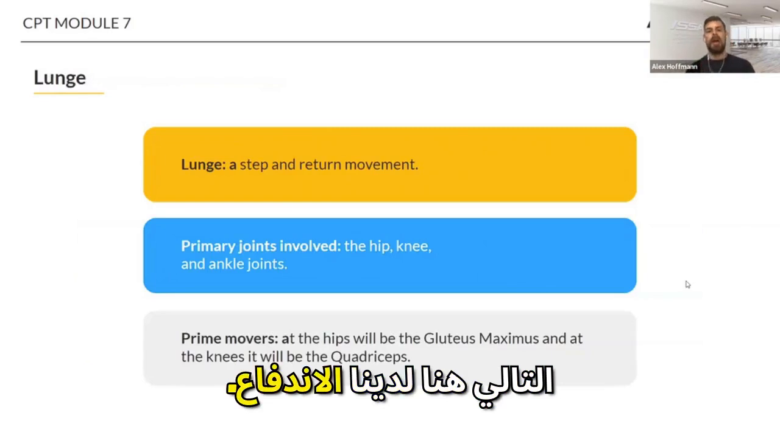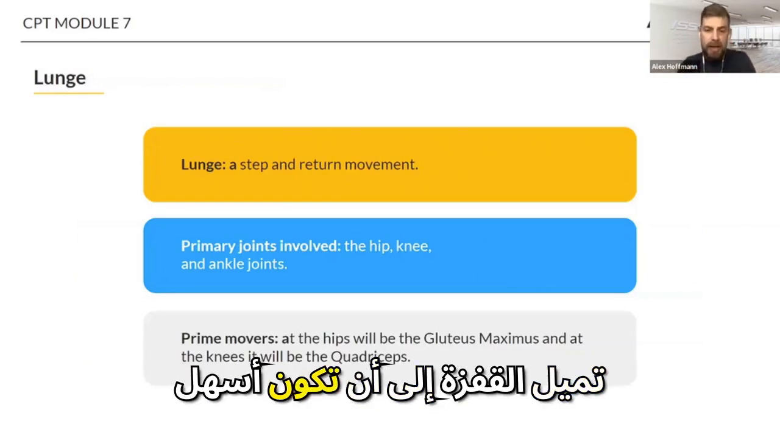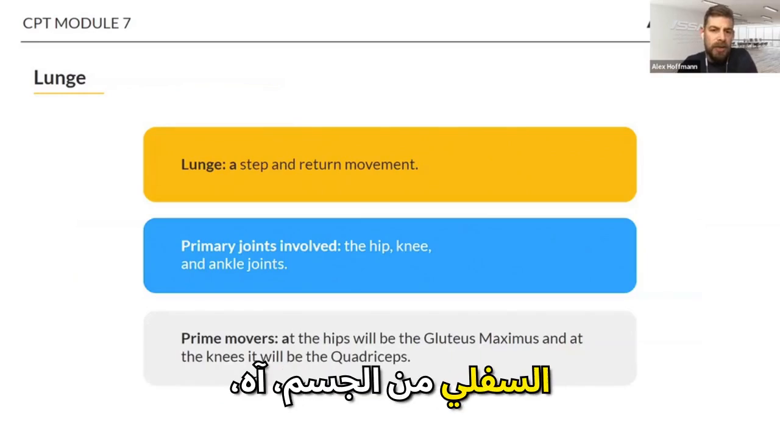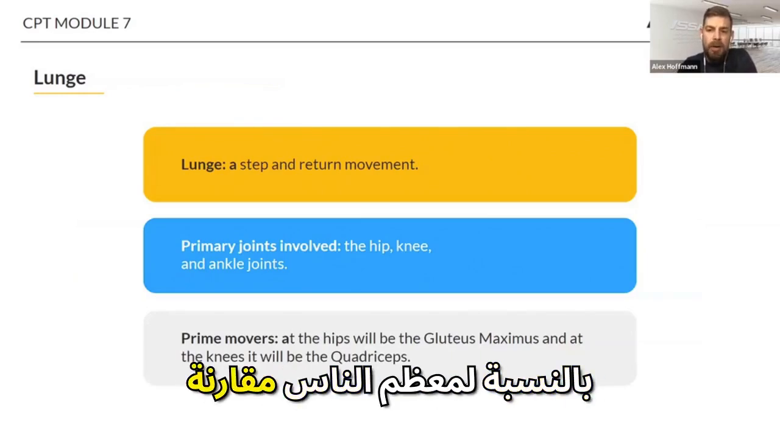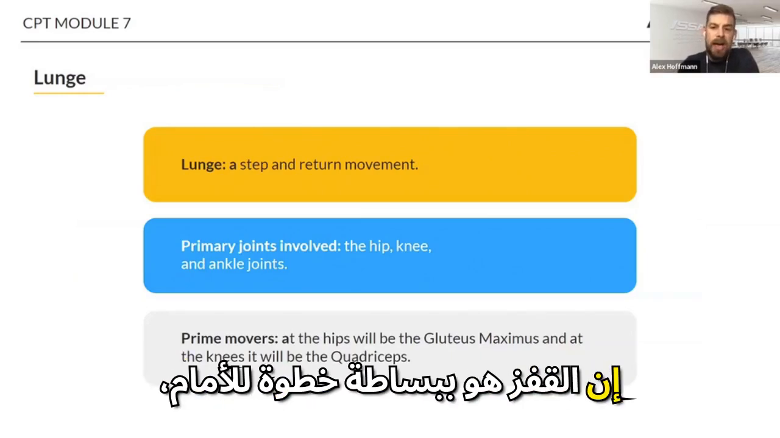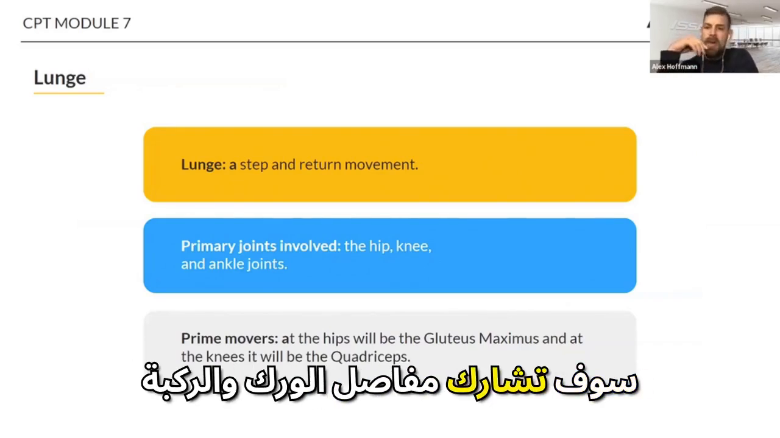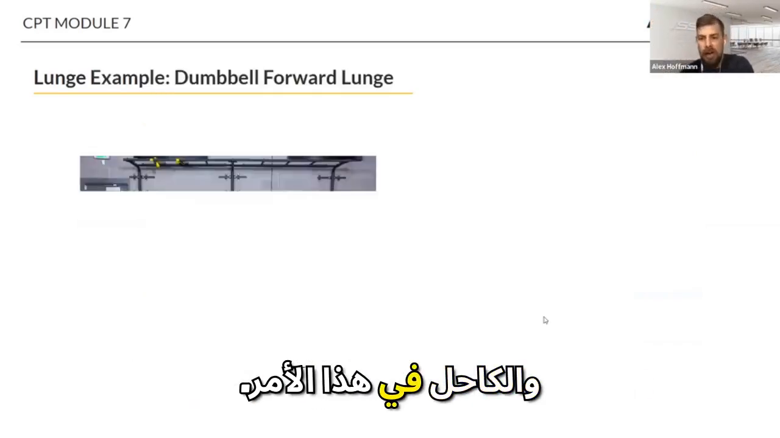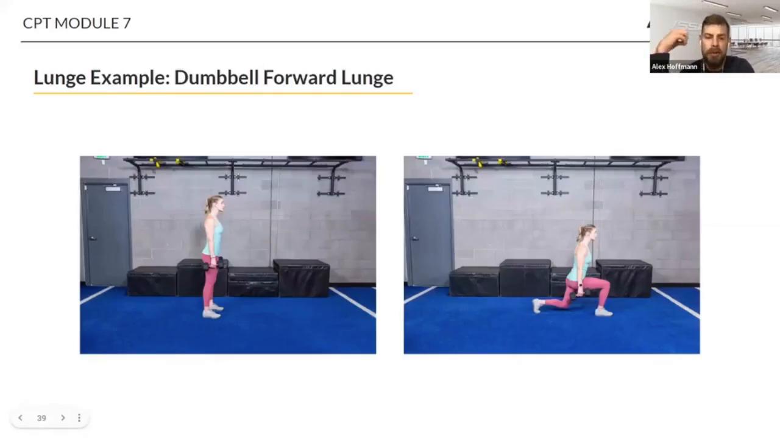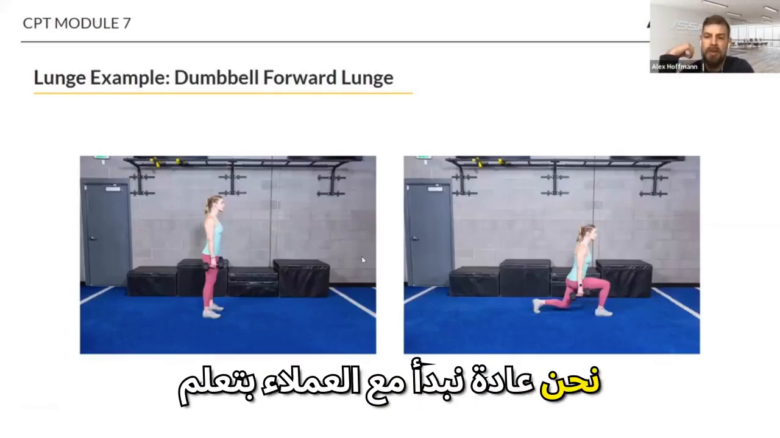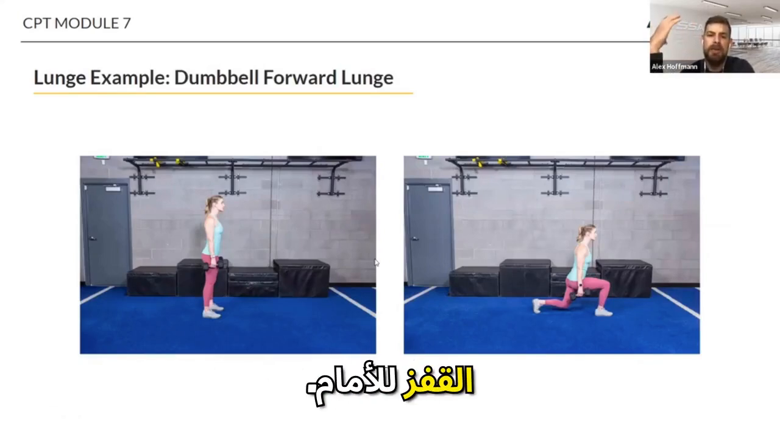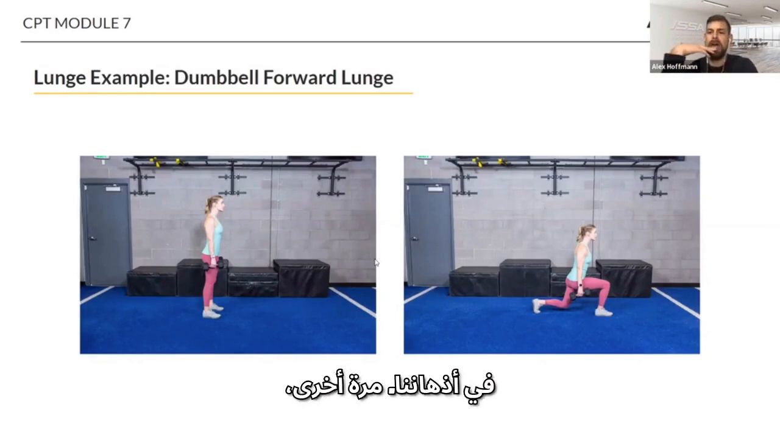Next up here, we have the lunge. A lunge tends to be a little bit easier lower body movement to learn for most than the squat or the hip hinge. So a lunge is simply a step forward or lateral and then a return back to the starting position. Again, hip, knee, and ankle joints are going to be involved here with this. So with a lunge movement, we typically start clients with learning a forward lunge. With a forward lunge, some things that we want to keep in mind.